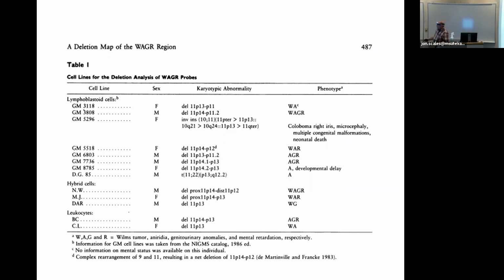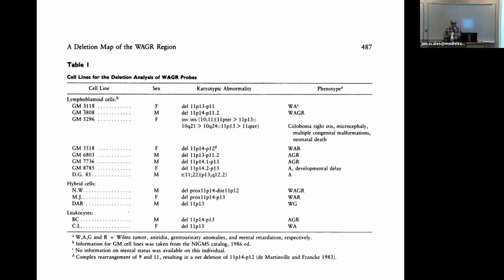Wilms tumor, aniridia, which is the messed up eyes, genitourinary anomalies like problems with their kidneys or ureters or bladders or genitalia, and sometimes mental retardation. So the syndrome is called WAGR. Wilms tumor is a tumor in the kidney. So you look at these patients and this one has those two things, this one has all four, this one has those three, this one just has aniridia.